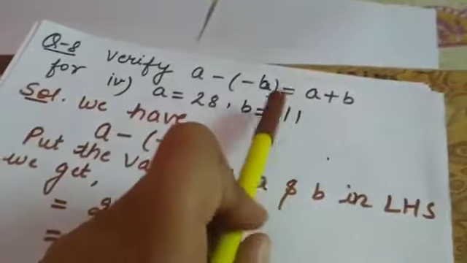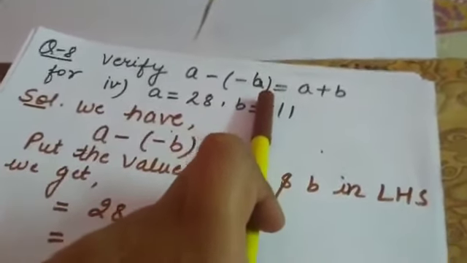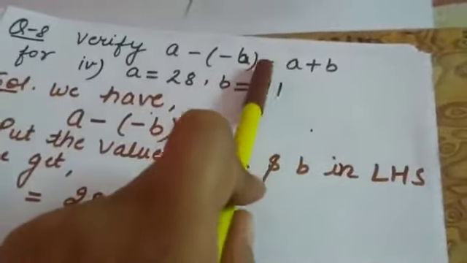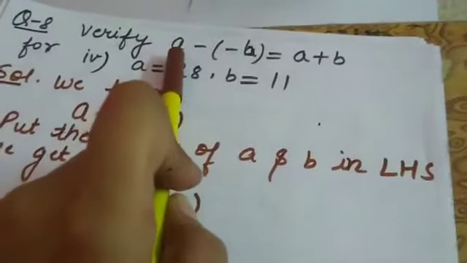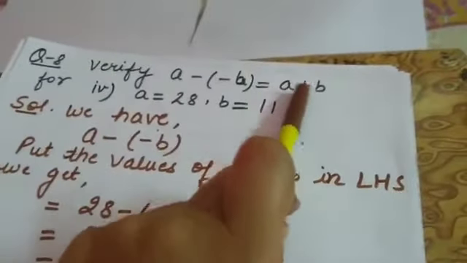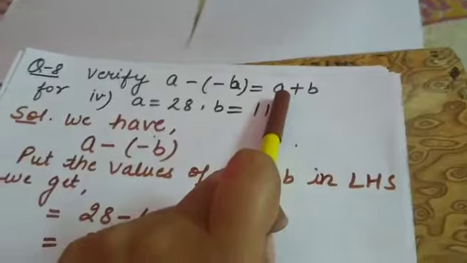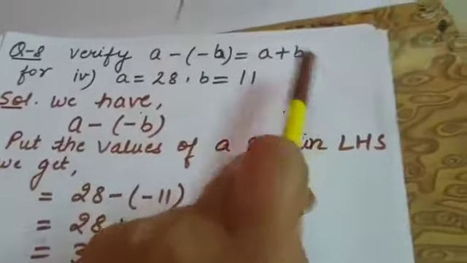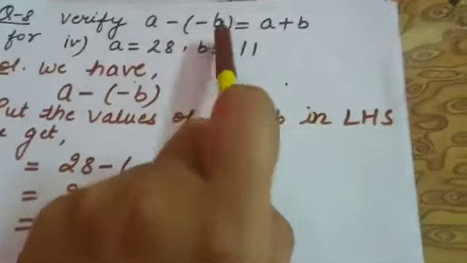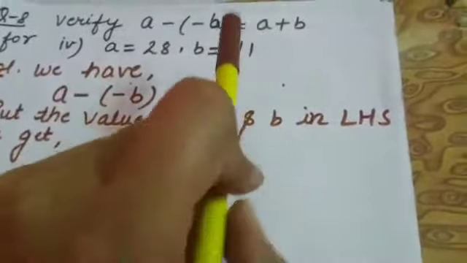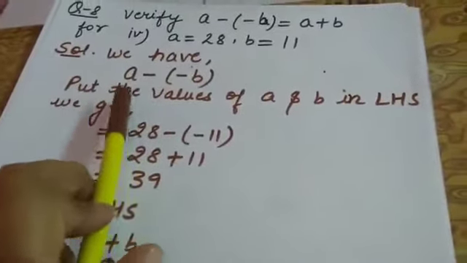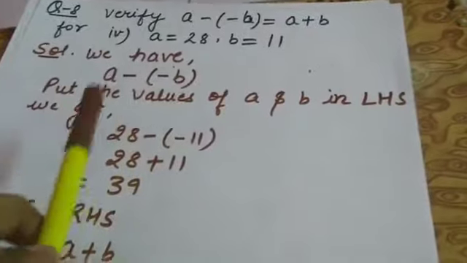Let us understand this. This is the sign of equal, and this is the equation. To the left of the equation we have the left hand side, and to the right of the equation we have the right hand side. So simply we will solve the left hand side and the right hand side. If they come out to be equal, then we can say it is verified. So let us take the left side first. A minus minus B is our left side.